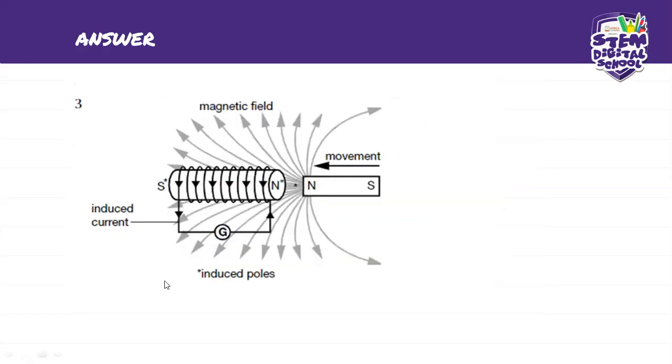So this is how it's going to be. This is where they say the north pole is being pushed first, and this is our circuit. So this is our induced current. You see, this is our induced current, and then these are our induced poles, and then that is the magnetic field.